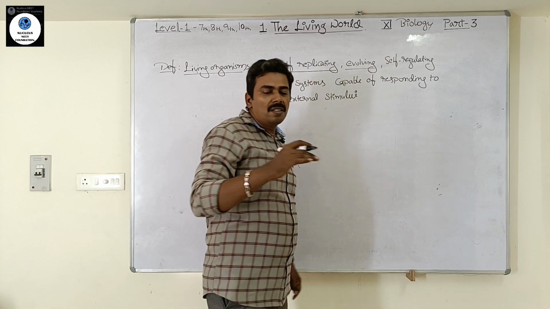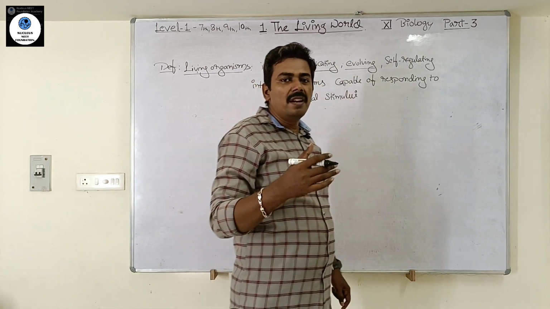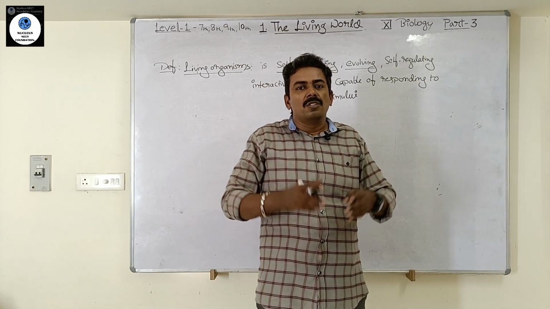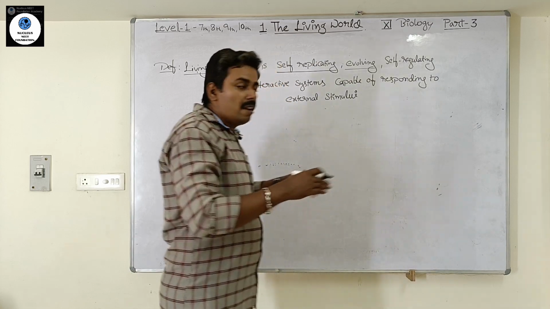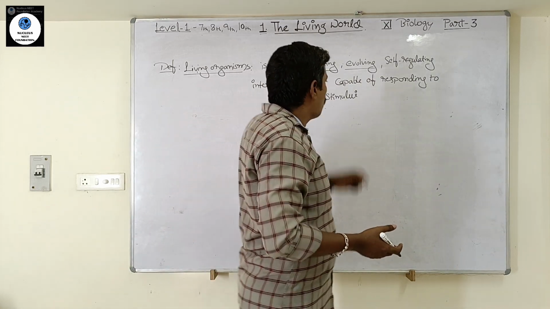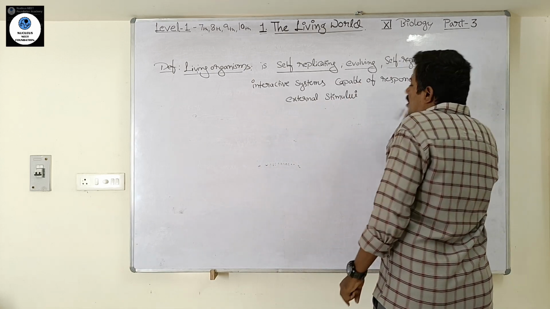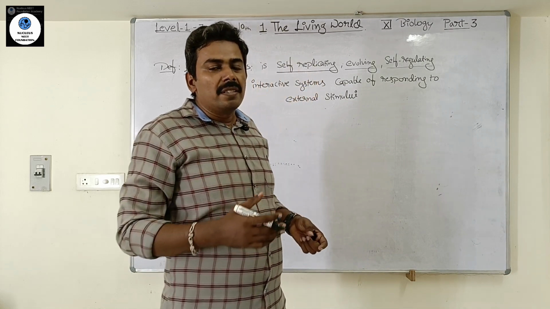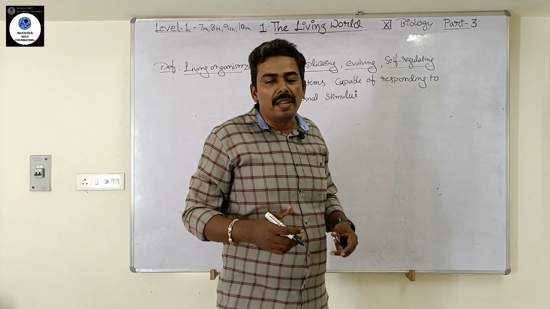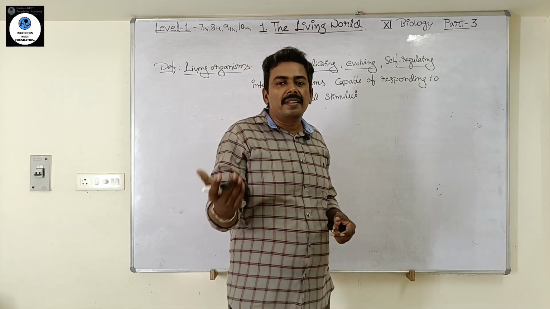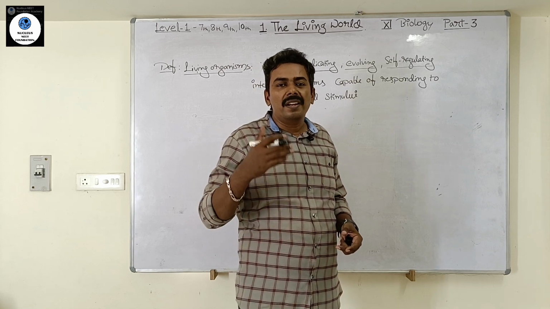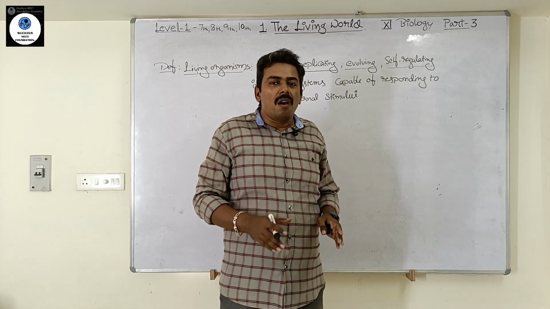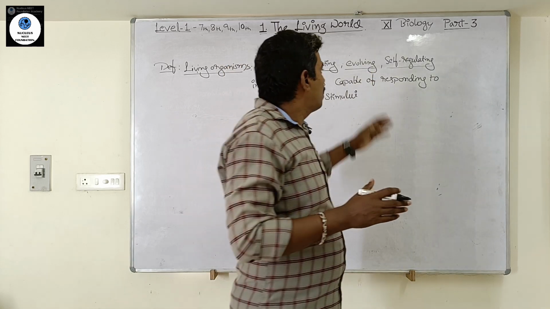Evolving means continuously they will change, gradually they will change and evolve into new types of organisms, just like human beings are formed from the apes. So by the process called evolution, they give rise to new types of organisms. It is called evolving. Self-regulating: living organisms are able to regulate themselves. They can control the amount of waste materials formed inside their body. If too much waste is formed, they excrete it immediately to the outside. They can regulate their temperature. If the temperature of the body is increasing, they can bring it to normal levels. This kind of activity is called self-regulating.